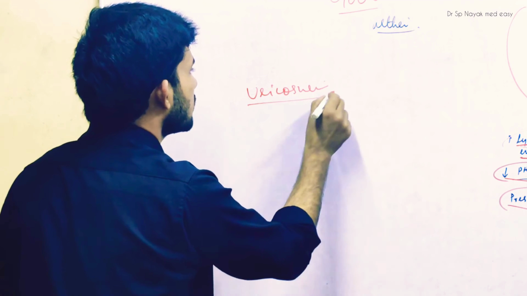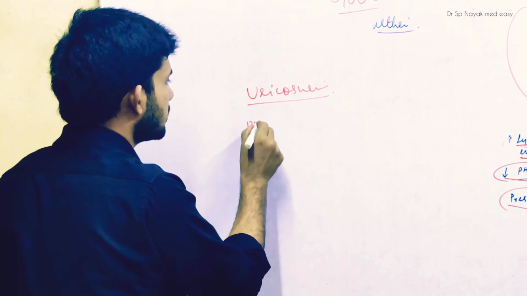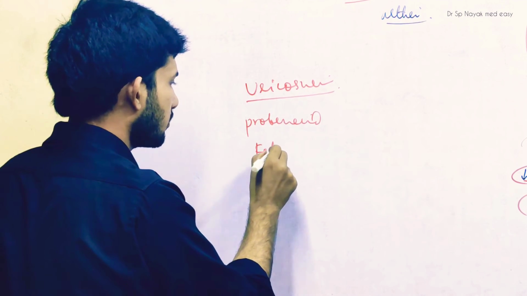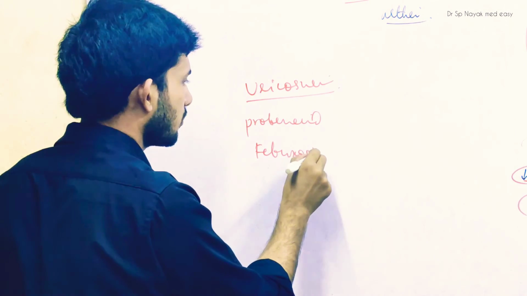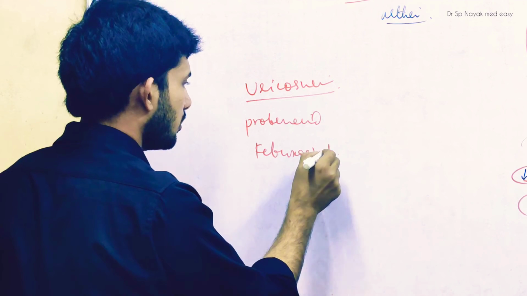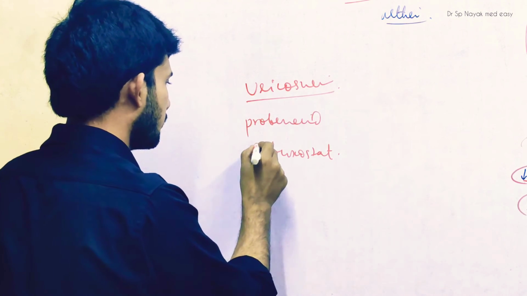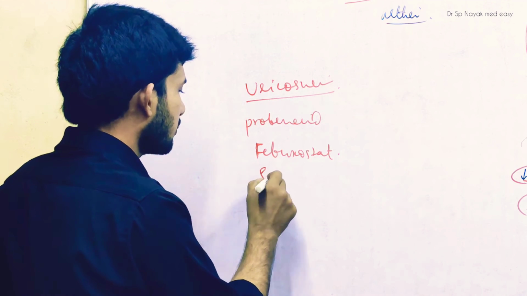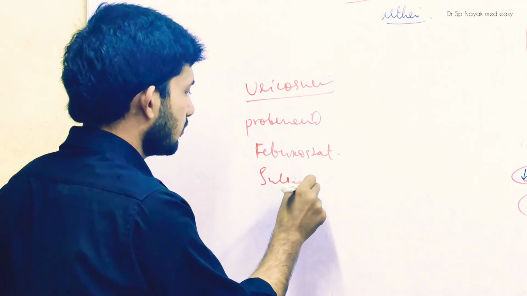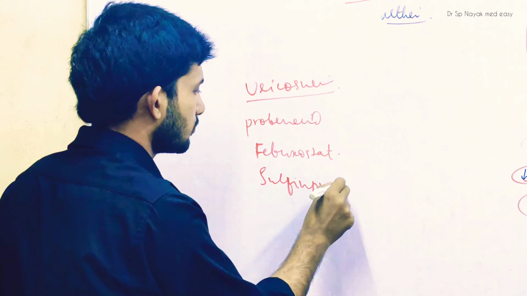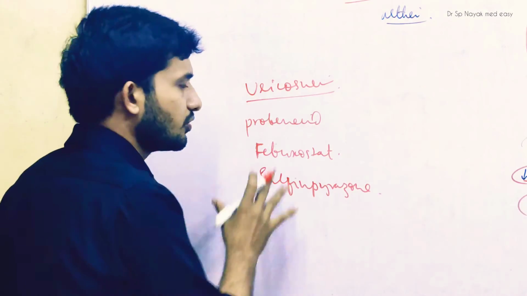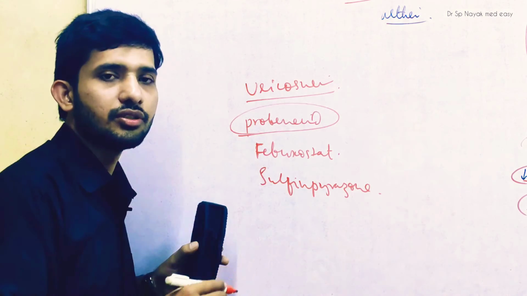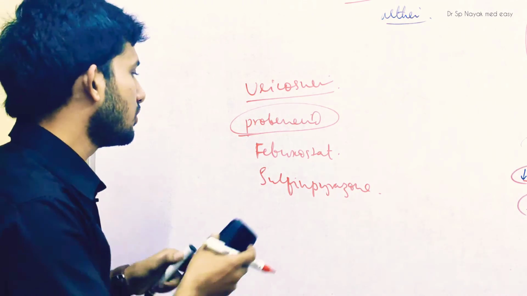So in uricosurics we have probenecid, we have febuxostat, and we have adjunct drugs. So we have another, sulfinpyrazone. So these are the three drugs in uricosurics, and we will discuss in detail about probenecid. So probenecid will resemble the other drugs also.